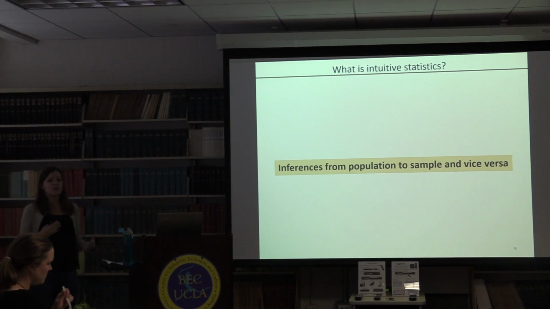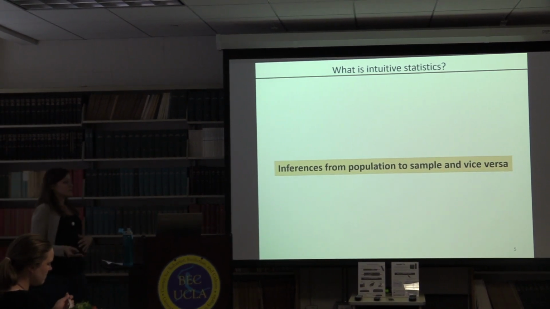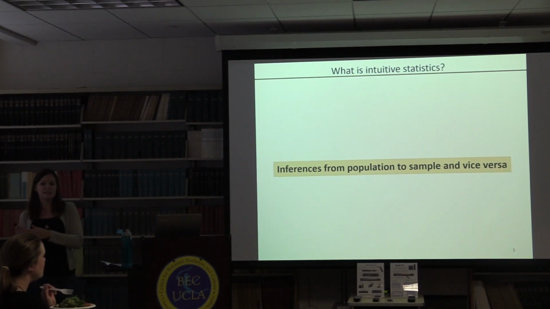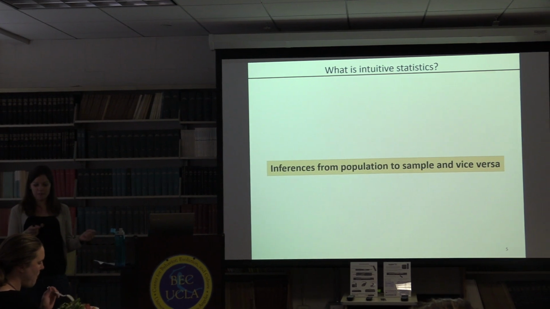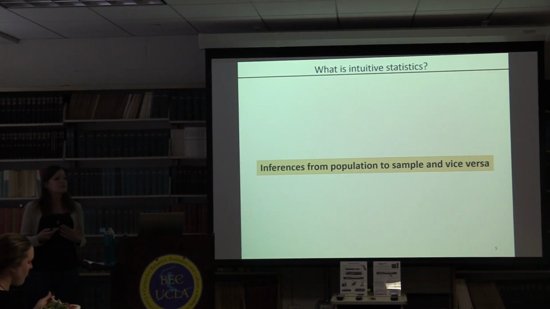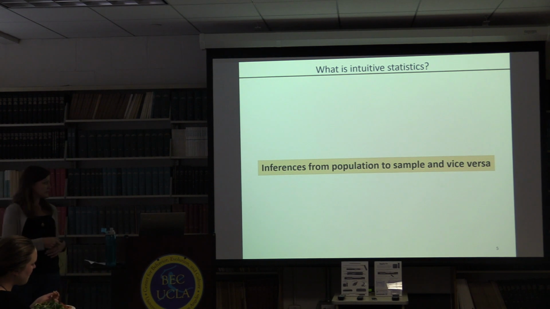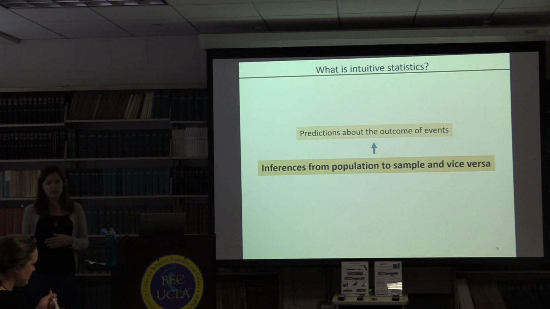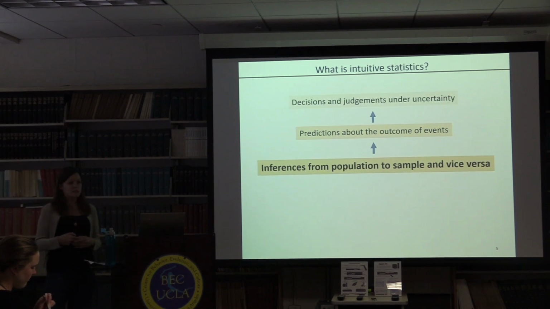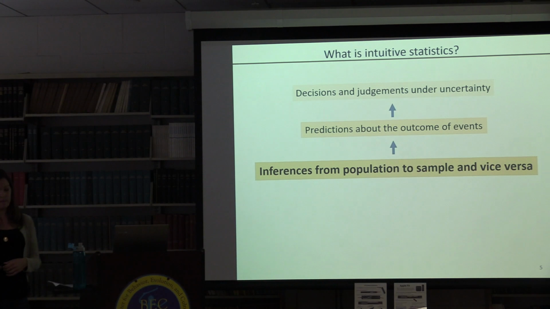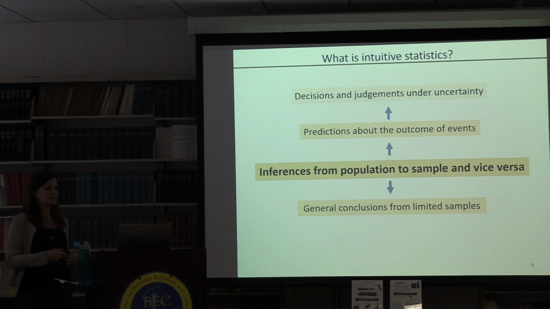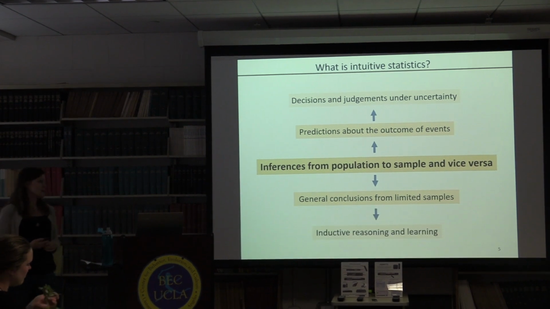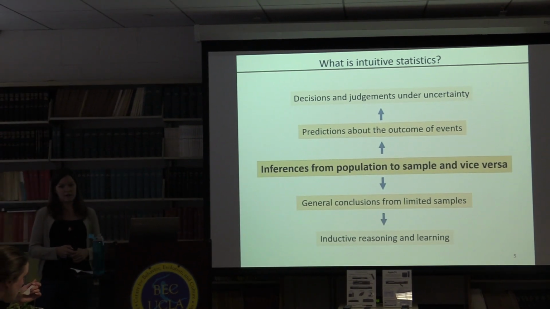This term refers to our intuitive capacity to draw inferences from populations of items or events to randomly drawn samples, and also vice versa, from sample to population. This capacity is actually of fundamental importance in our daily lives because it enables us to use proportional information to make predictions about the outcome of events and thereby to make decisions and judgments under uncertainty. At the same time, it also allows us to draw general conclusions from limited sample observations and therefore probably plays a crucial role in inductive reasoning and learning.